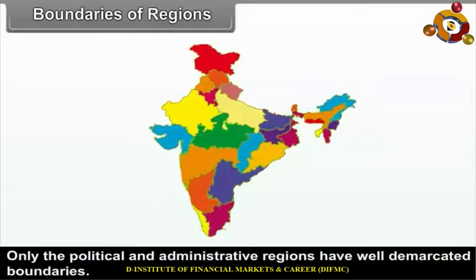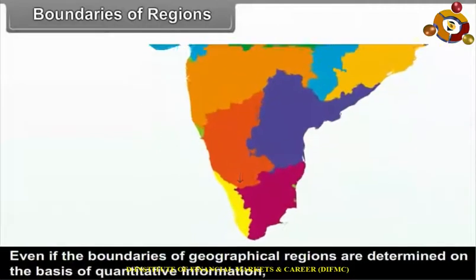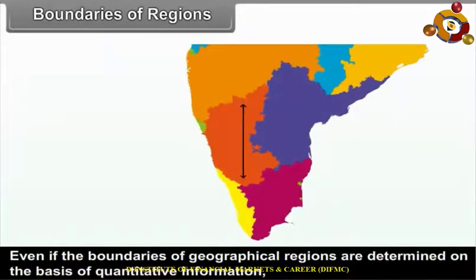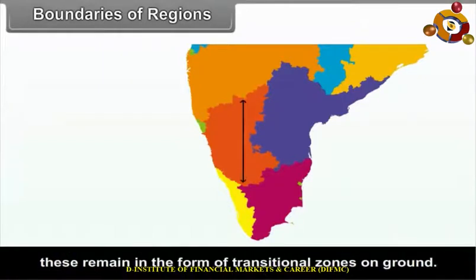Only the political and administrative regions have well demarcated boundaries. Even if the boundaries of geographical regions are determined on the basis of quantitative information, these remain in the form of transitional zones on ground.